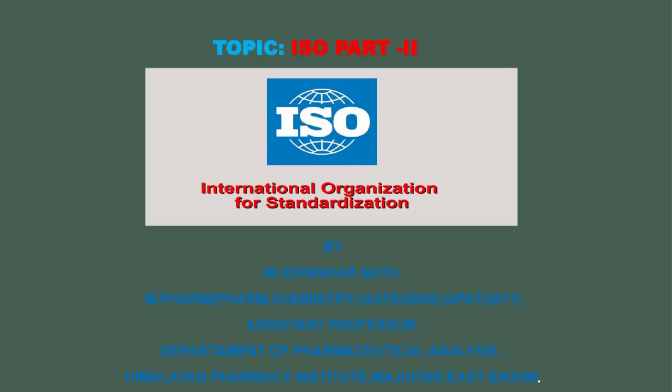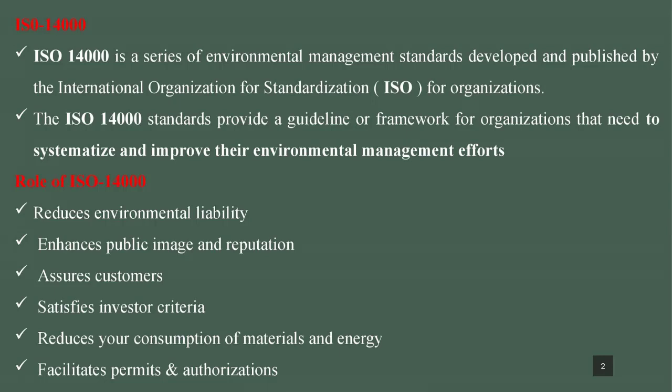As I said in the last video, we'll discuss today ISO part 2, where mainly I will concentrate on ISO 14000, and we'll see the basic comparison between ISO 14000 and ISO 9000. ISO, as I know, the term means International Organization for Standardization. And when we talk about ISO 14000, as we have already seen, ISO 14000 generally deals with environmental management system.